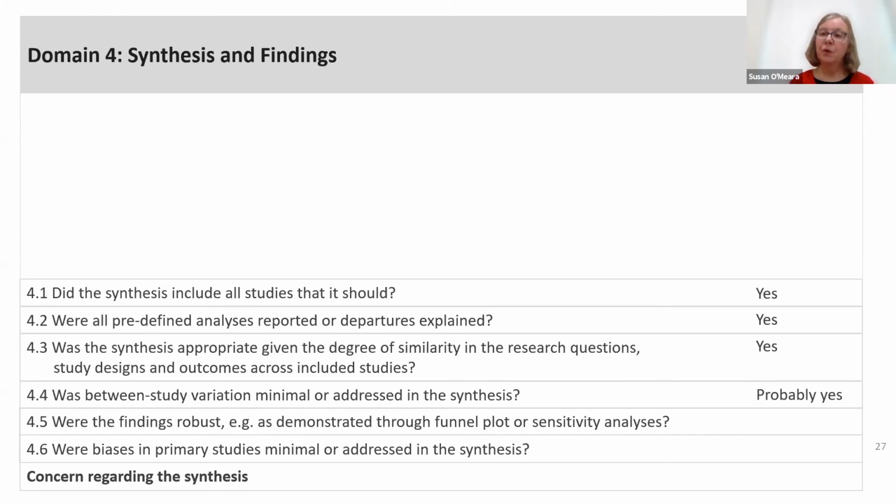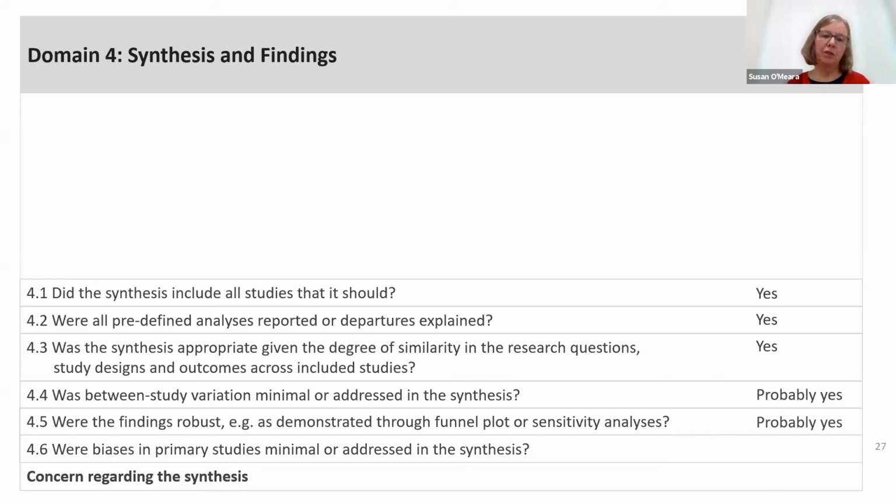So 4.5 asks, were the findings robust? This is looking at whether sensitivity analysis or funnel plots have been included and whether or not those analyses would show robust results. And in this instance, those were included, and they did indicate robustness as far as they went.